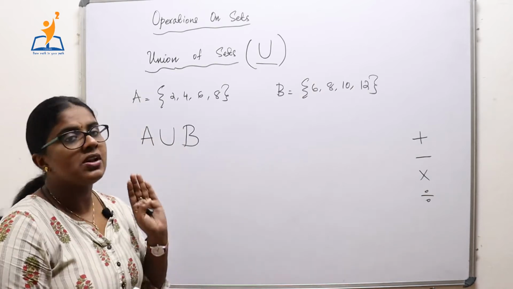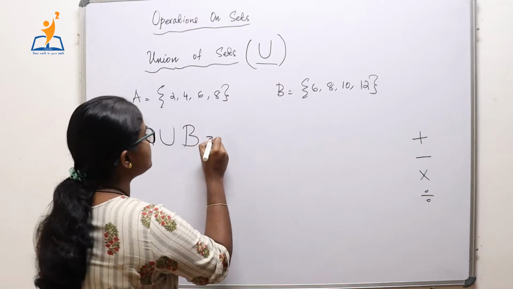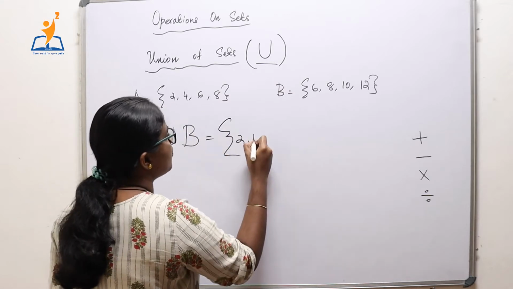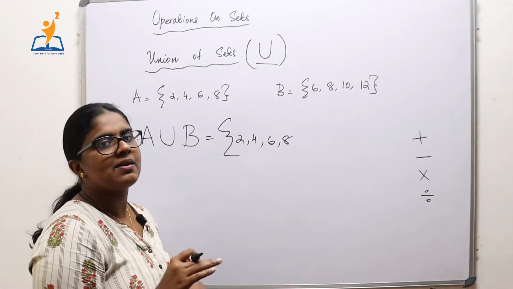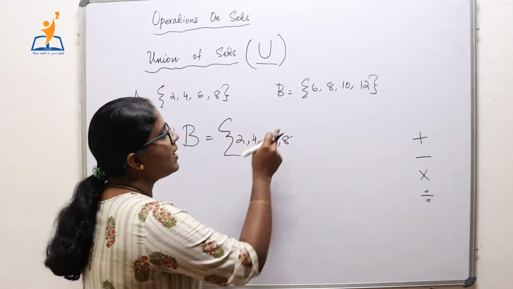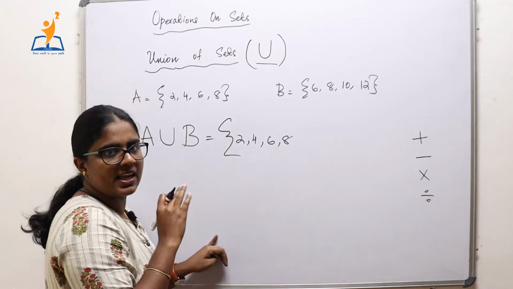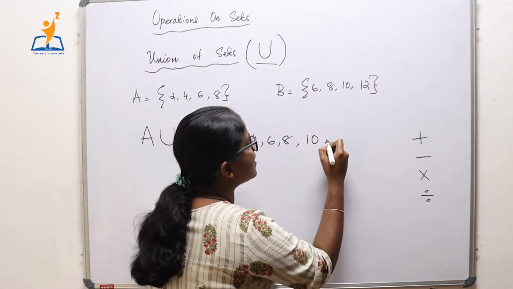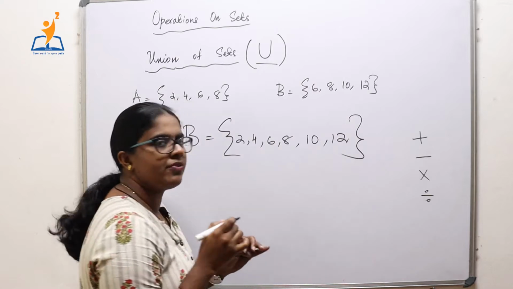That is, we have to list out all the elements from A and B. Now, what are the elements from A and B? Here we have 2, 4, 6, 8. So we have completely listed out all the elements from A. Now we have to list out all the elements from B also. What are the elements in B? 6, 8, 10, 12. 6 and 8 are already written here. So we don't want to repeat it again. Now the remaining terms we have to write are 10 and 12. So this is the union of A and B.